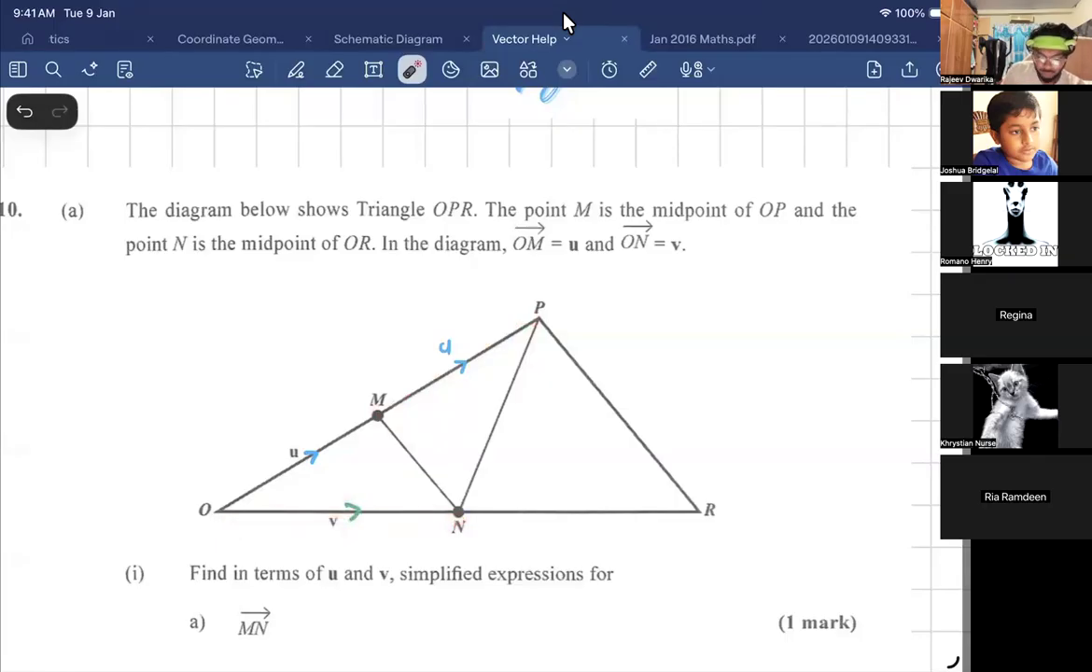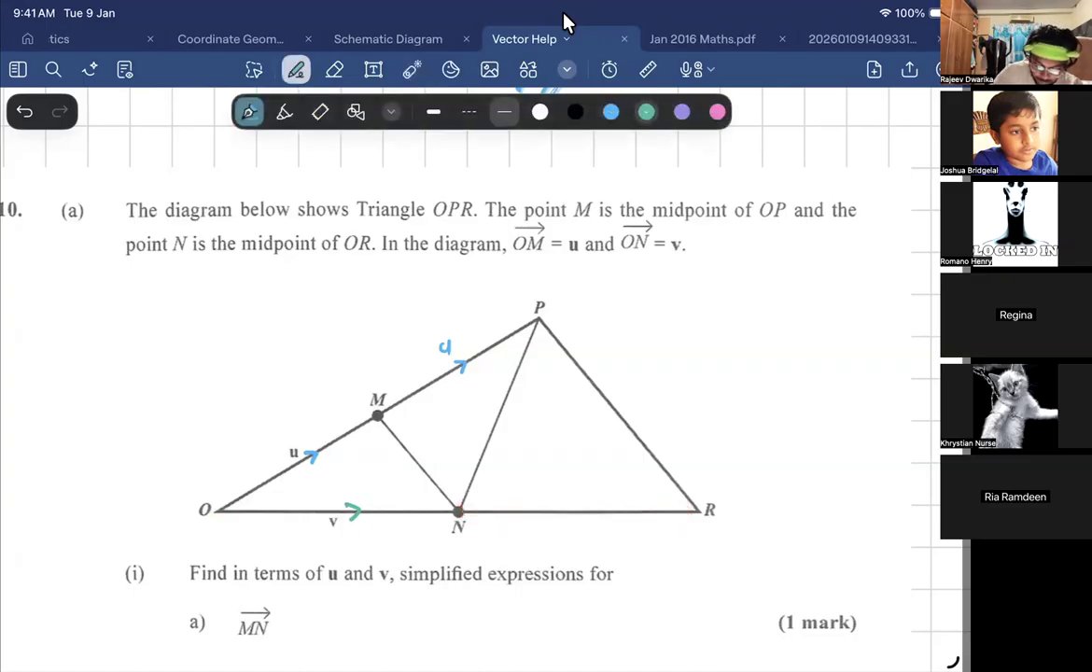We know that N is the what? N is the what of O to R? That's the midpoint, and the midpoint cuts something in half. So if O to N is V, what do you think N to R is? V. Correct? So are we cooking?